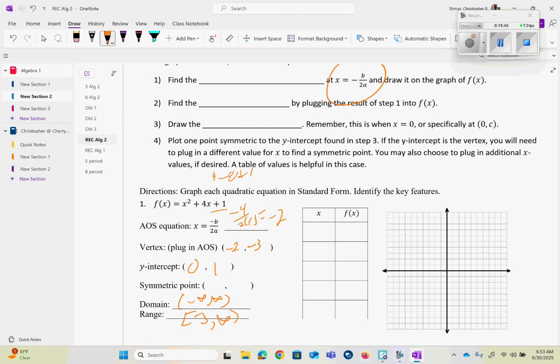So I have negative 2, negative 3. My pattern graph is still going to be the same with 1, 3, 5. So I'm going to go right 1, up 1, left 1, up 1, right 1, up 3. Oops, did I do that right? Let's see. Negative 2, negative 3, right 1, up 1, right 1, up 3.